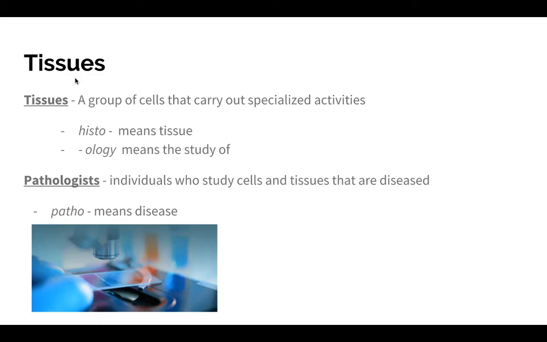Okay, so tissues. We remember from the organization of the organism, the organization of life. It starts with chemicals like molecules, atoms, and then molecules and atoms come together to make cells. Cells come together to make tissues. Tissues come together to make organs, and organ systems and organisms, so on. So this is what we're on right now, is tissues. What is a tissue? It's a group of cells that carry out specialized activities.